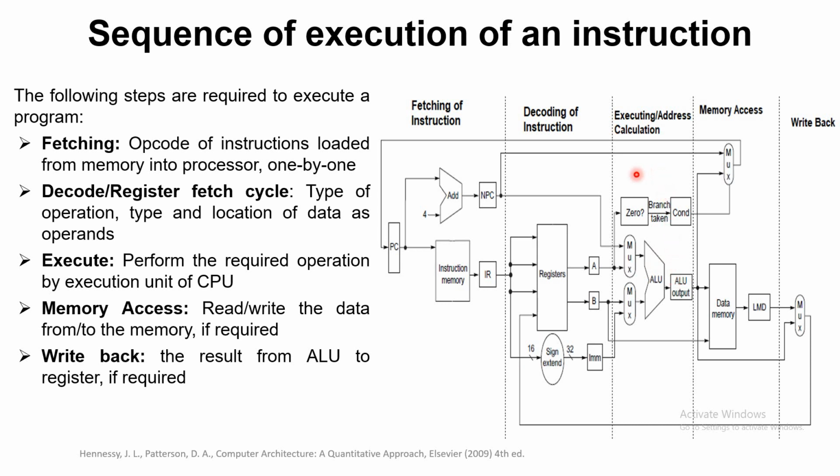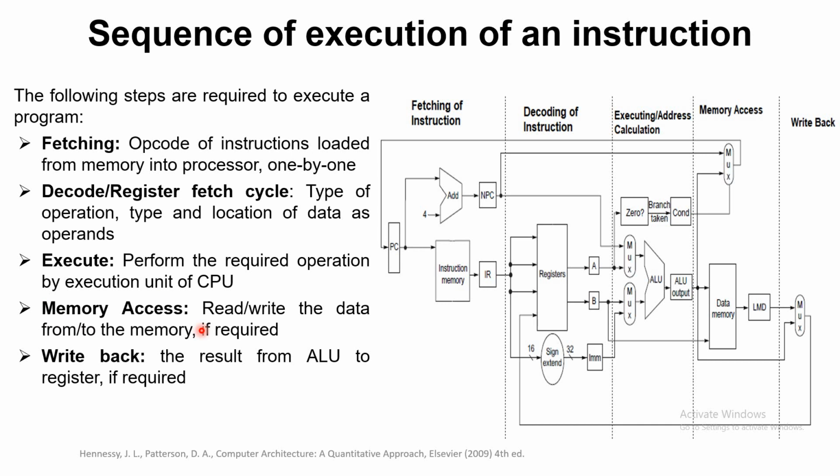This stage of the processor is responsible for executing the operation. What type of operation has to be performed? Either an arithmetical or logical operation, or any other type of operation, will be performed within this stage. The ALU is responsible for performing that particular operation, and the result will be available at the ALU output. Then the next stage is the memory access.